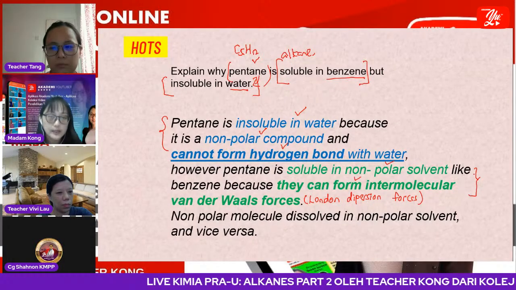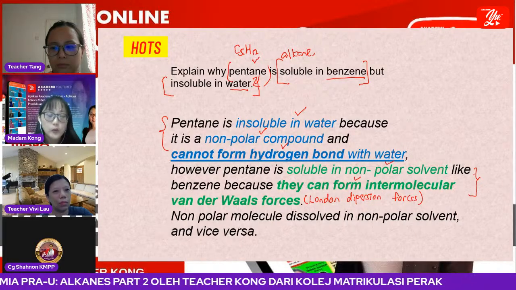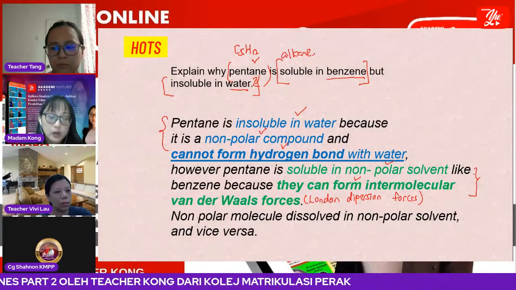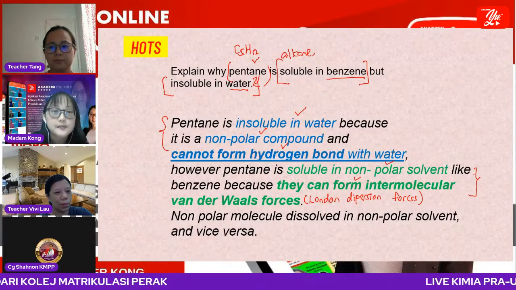If a question is a statement and asks you to explain, you have to read the question carefully. If it is a comparison, you have to compare. Mesti jawab secara perbandingan.